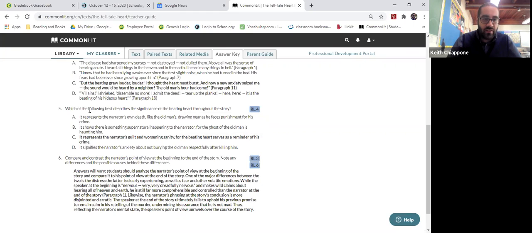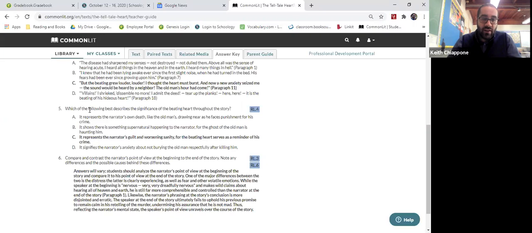The first answer is it represents the narrator's own death, like the old man's, drawing near as he faces punishment for his crime. We know nothing about the punishment of his crime. We don't know how they're going to charge him. He confesses, but the story ends there. B, it shows there is something supernatural happening to the narrator, for the ghost of the old man is haunting him. This is completely, wildly untrue in the context of the story.